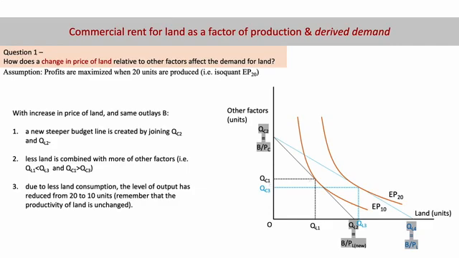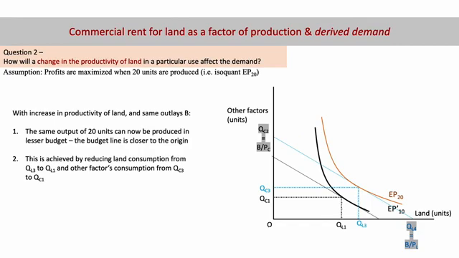This is the impact of change in price of land on the demand for land. So if the prices increase, land demanded reduces. If the prices reduce, land demanded would increase, and an opposite phenomenon would be observed. Now let's go to question 2, that what would be the impact of change in the productivity of land in a particular use?